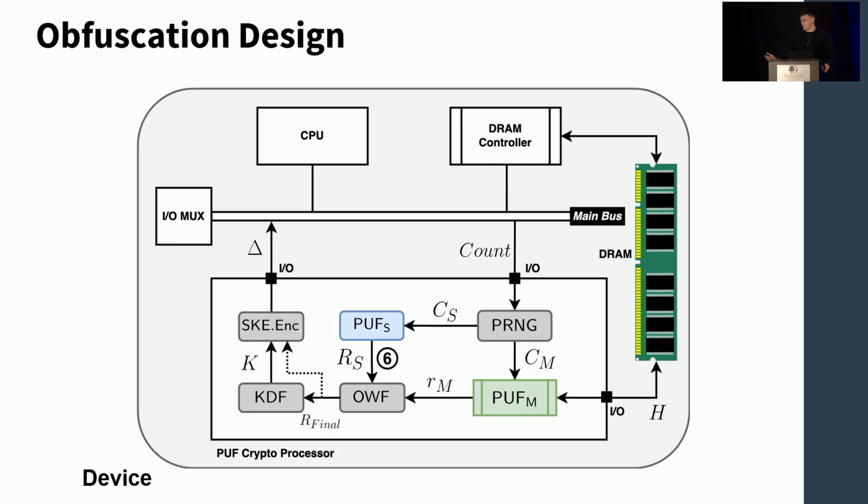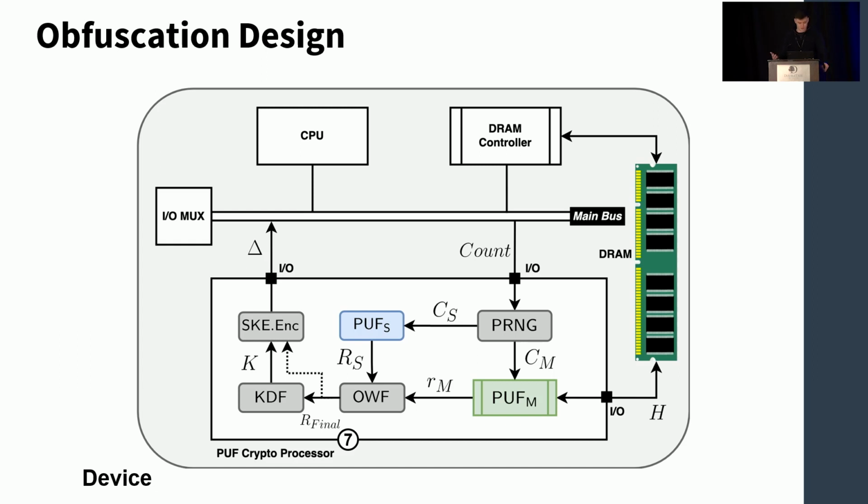Now, we have a one-way function which is configured by this matrix generated from the DRAM PUF, or the memory PUF, which is essentially a lookup table of bits with cryptographic significance that enables the one-wayness of the one-way function. Again, I wish I could go into a bit more detail of the one-way function, and I'm happy to talk about this after the presentation. From this, we have our PUF output, which is our R final.